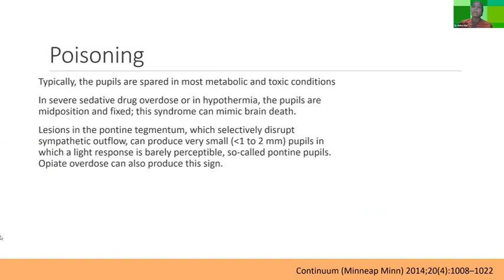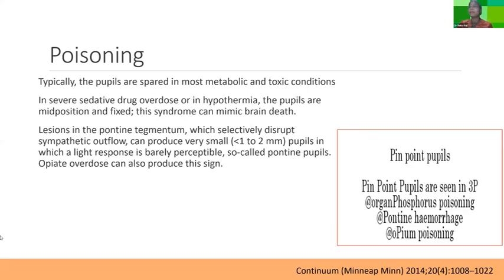Poisoning. Typically, the pupils are spared in most of the metabolic and toxic conditions. In several sedative drug overdoses or hypothermia, the pupils are mid-position and fixed, and the syndrome may mimic brain death. The lesions in the pontine tegmentum, which selectively disrupt the sympathetic outflow, can produce very small, less than 1 to 2 mm pupils, in which the light reflex is barely perceptible, and these are the pontine pupils. Opiate overdose can also produce this type of pupil, and the 3 Ps that we very well know for the causes of pinpoint pupil are organophosphorus poisoning, pontine hemorrhage, and opium poisoning.